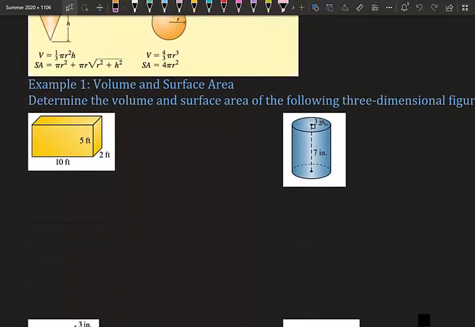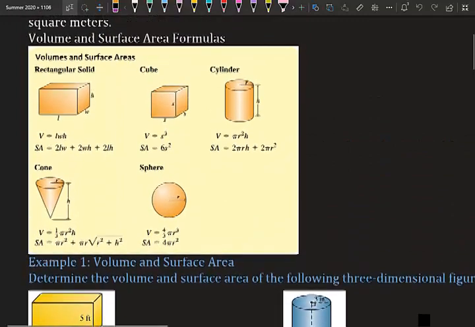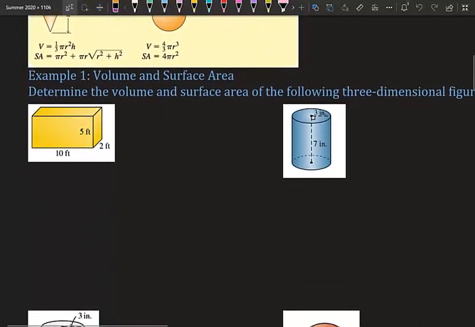So let's determine the volume and the surface area. Our first figure is a rectangular solid. Let's find the volume first. The volume of a rectangular solid is length times width times height. So let's identify our length, our width, and our height. Our length is 10, our width is 2, and our height is 5.